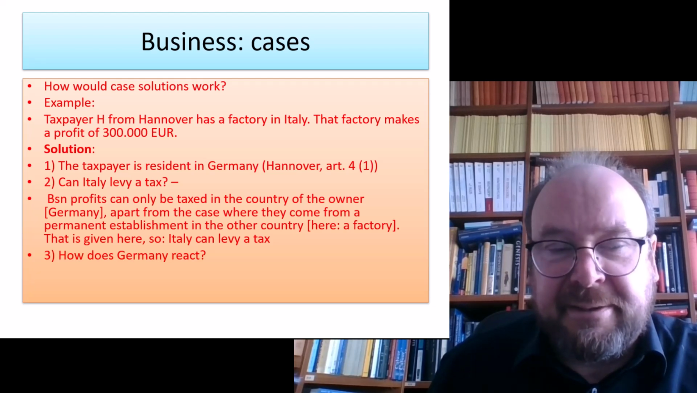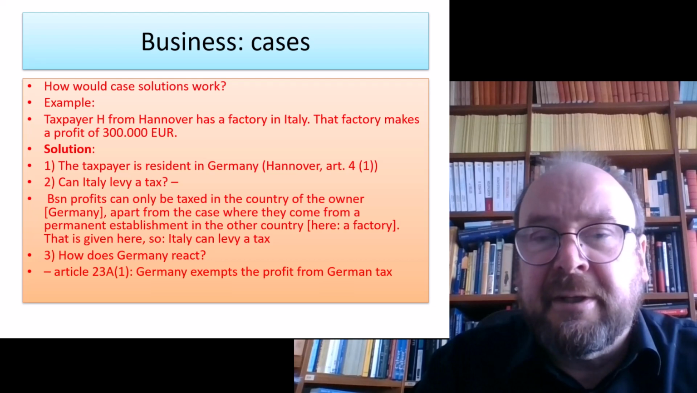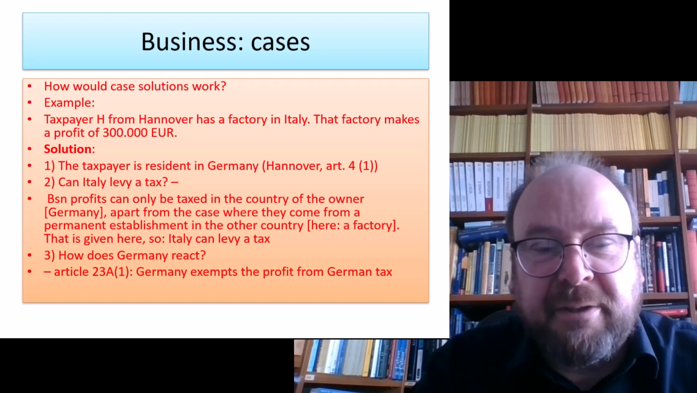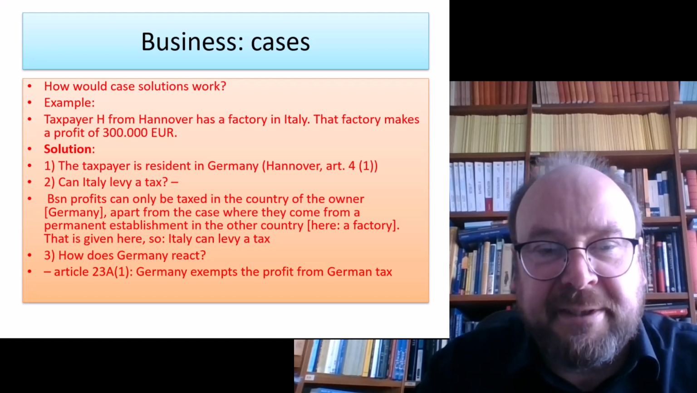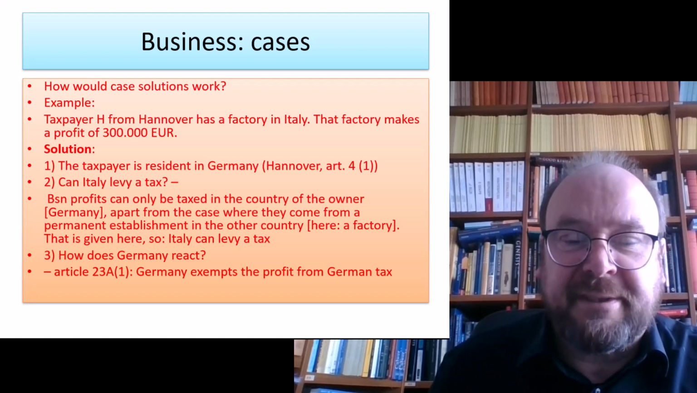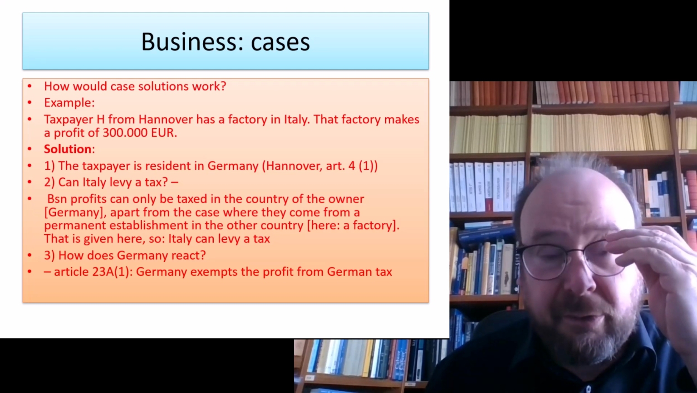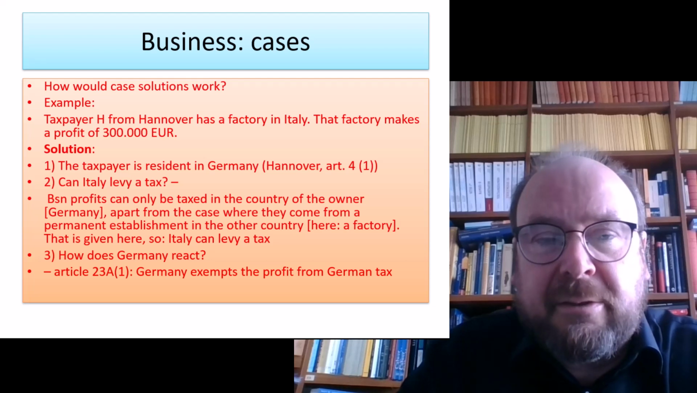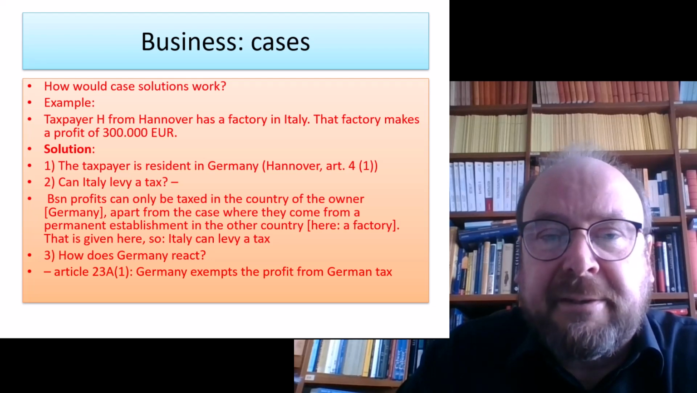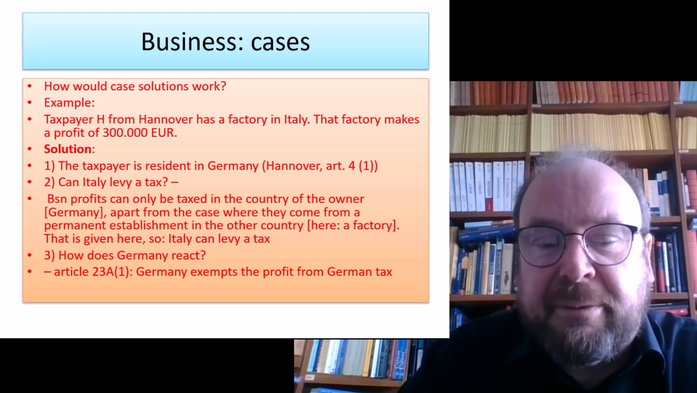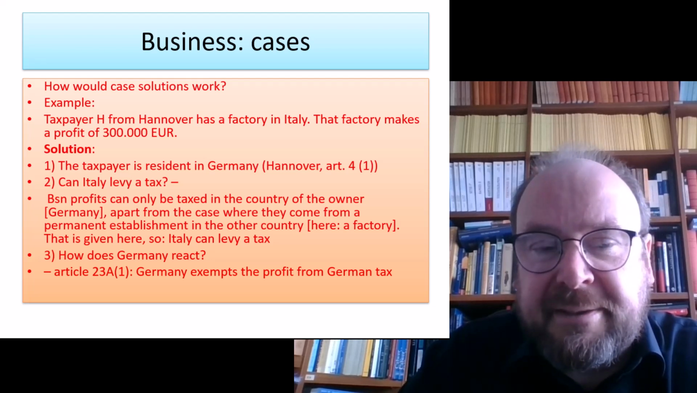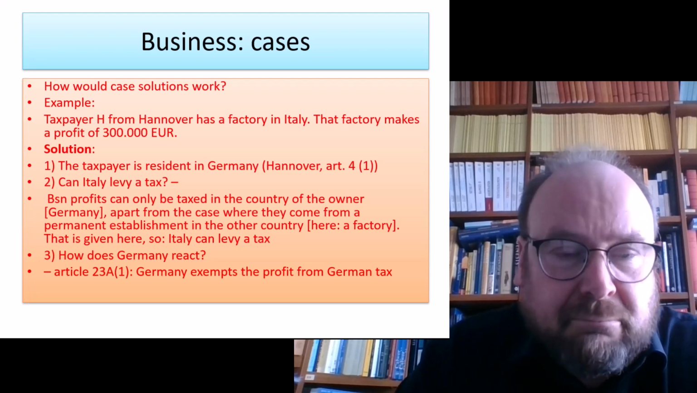How does Germany react? It's again Article 23 in the A variant, which says whenever under this double taxation treaty Italy can levy a tax, Germany will exempt that profit from German tax. So the outcome is Italy levies a tax, Germany declares that profit as tax-free in Germany. However, you know that Germany can freely determine how it taxes all the other income of the taxpayer. So especially what we are always able to do is to decide on our own how we tax the remnants of the income.